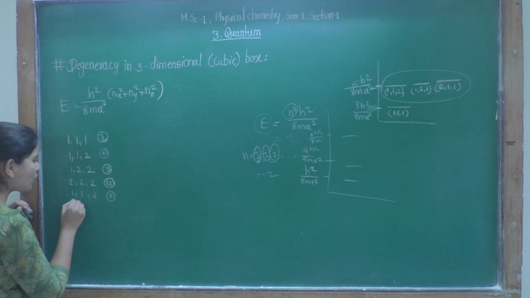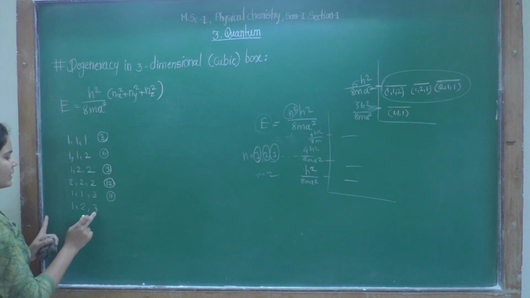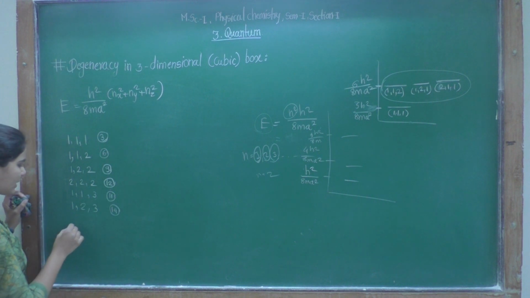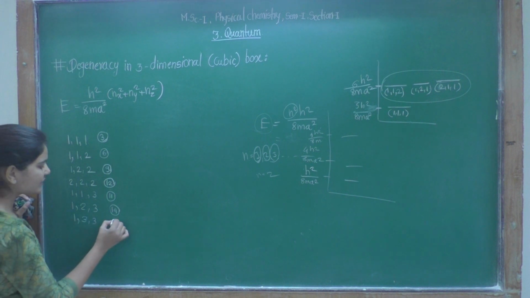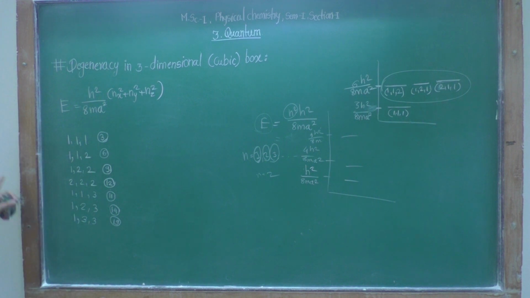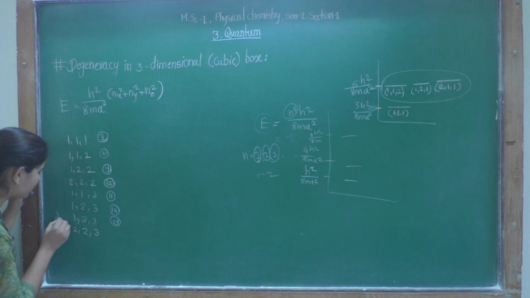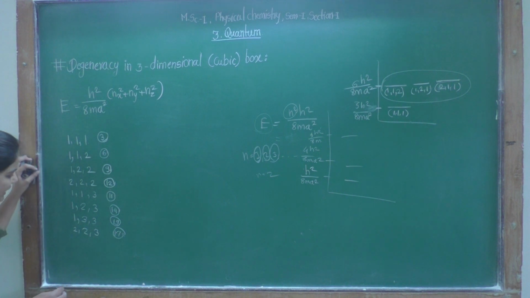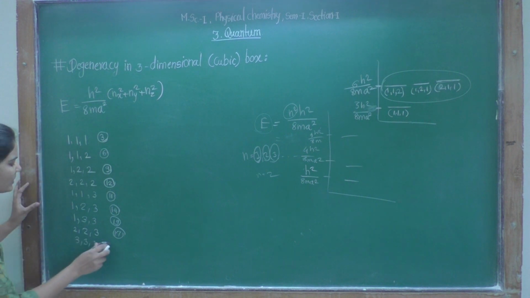Now, again 1, 2, 3, right. So what will happen? 1, 4, 9 will be 14. Now, we can write 1, 3, 3. So, this will be 19. Again, we can write 2, 2, 3: 4, 4, 9, this will be 17. Now, what can we write? 3, 3, 3: 9, 9, 9, that is 27. That will be too high.